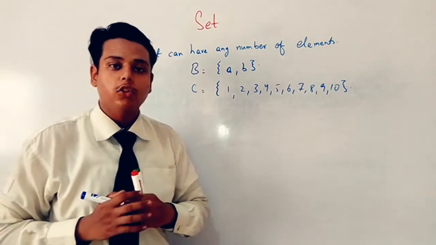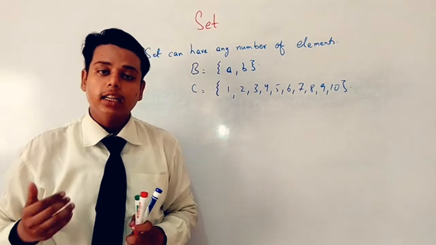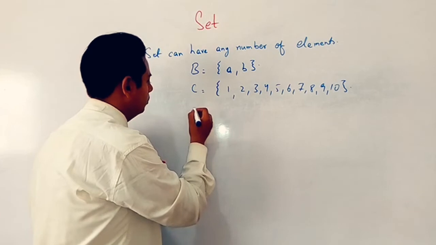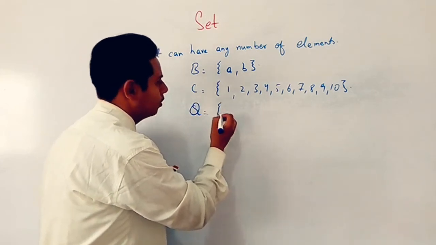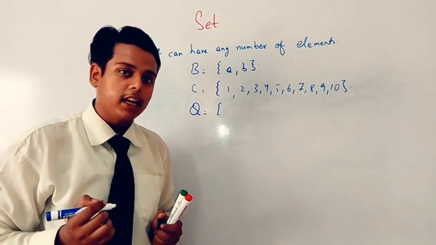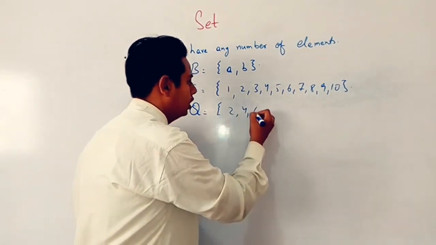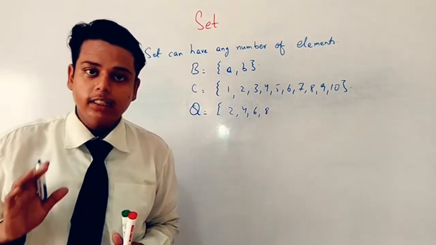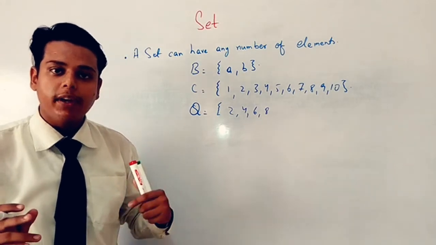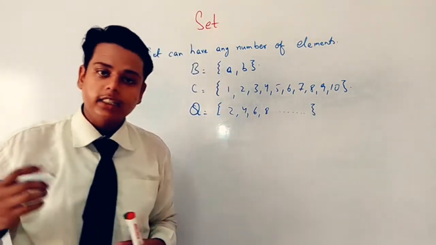But some of the sets are those which do not have any kind of ending. Means a set is there with the name Q, a set of even numbers. In this set we will start from 2, 4, 6, 8. Then did they define where it will end? No, they did not define where it ends. So it cannot end at any place. This will keep going.